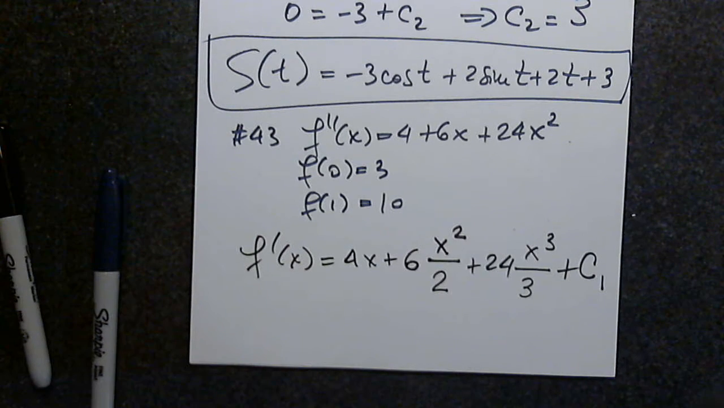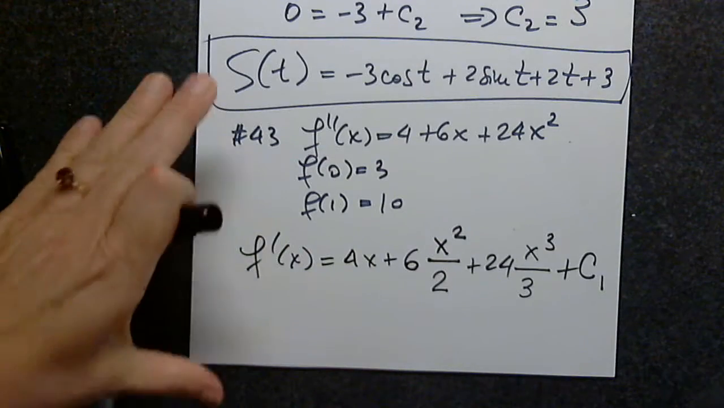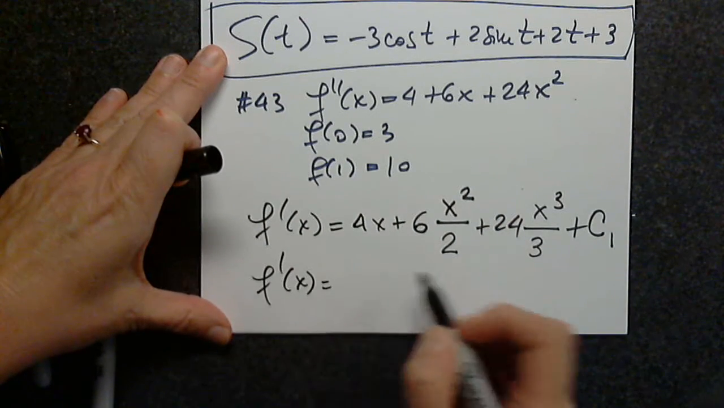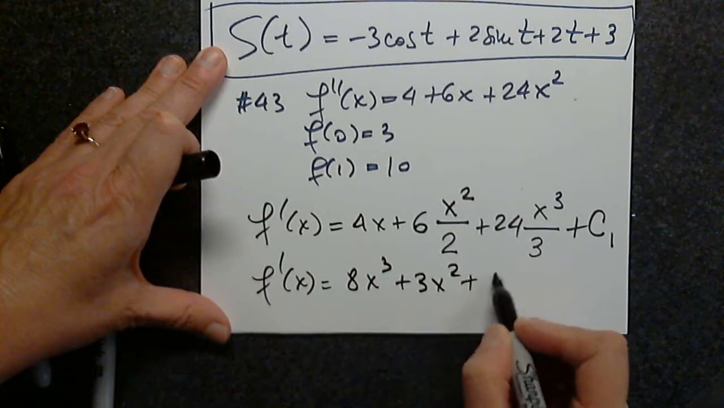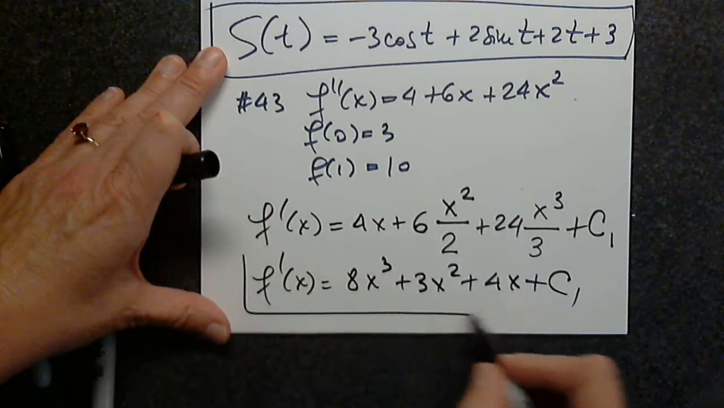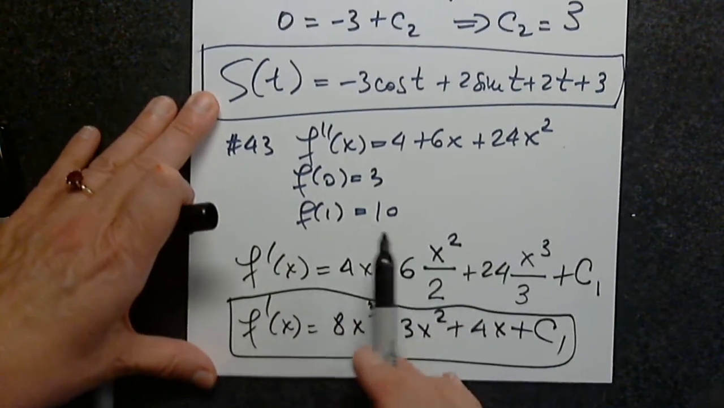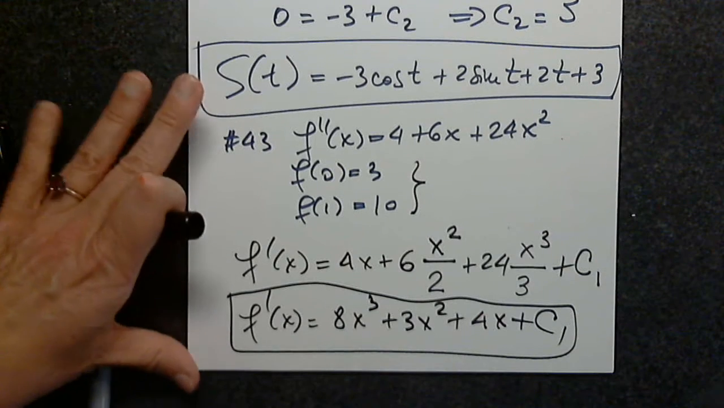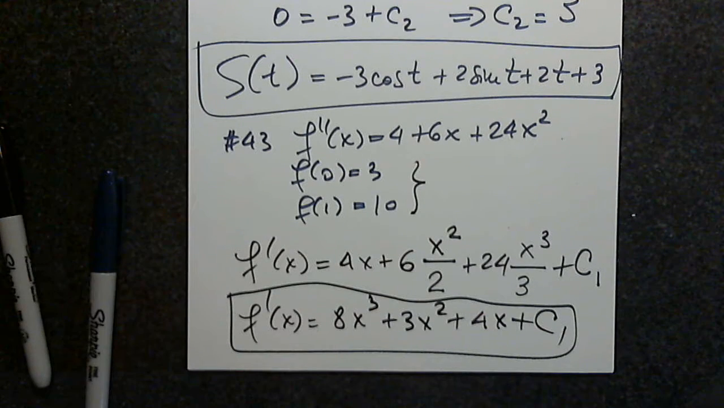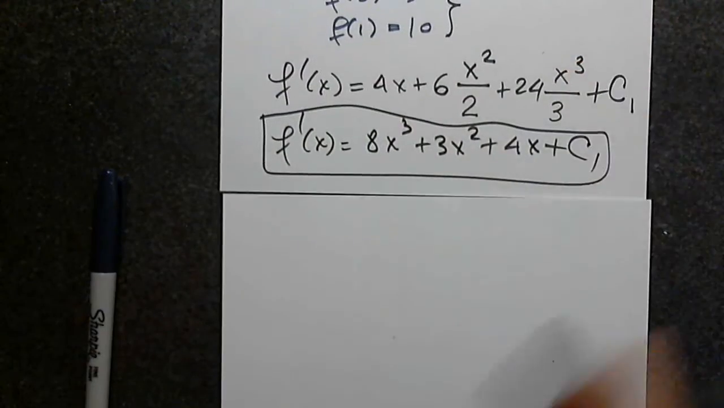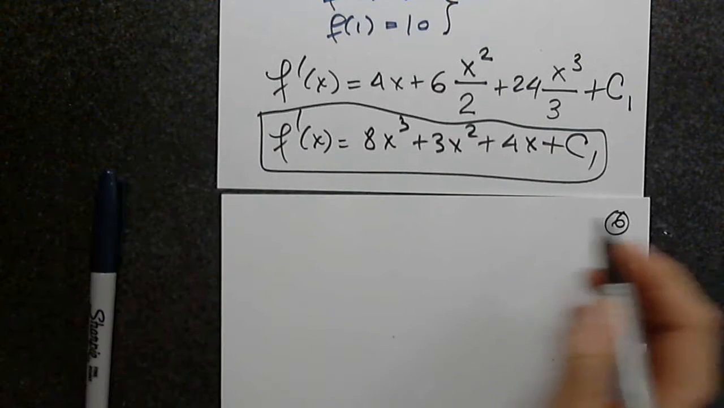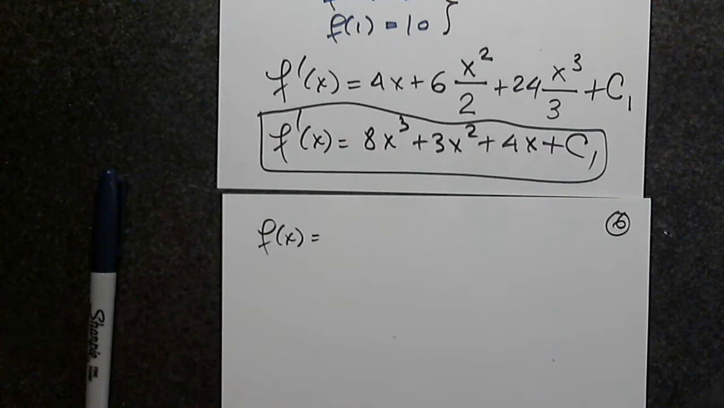Any questions so far? Is this okay? Okay, we clean it up a little bit. So f prime of x, and put it in descending order: 8x cubed plus 3x squared plus 4x plus c1. I don't have any information about the first derivative. I can't determine c1 just yet. I have to move on. Good. So now please dictate what you will write for the function.